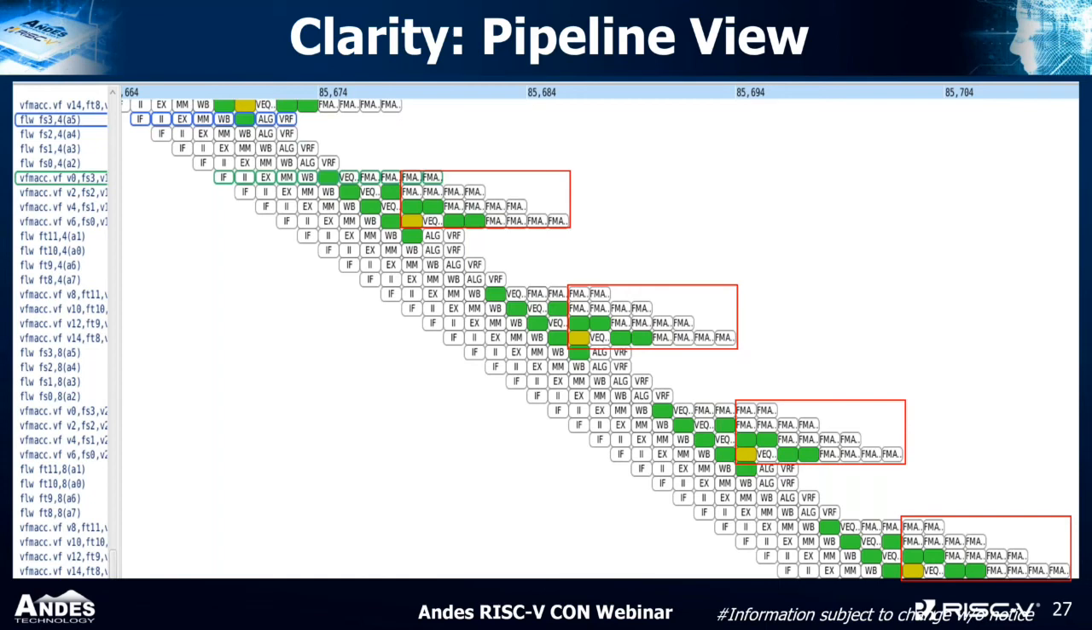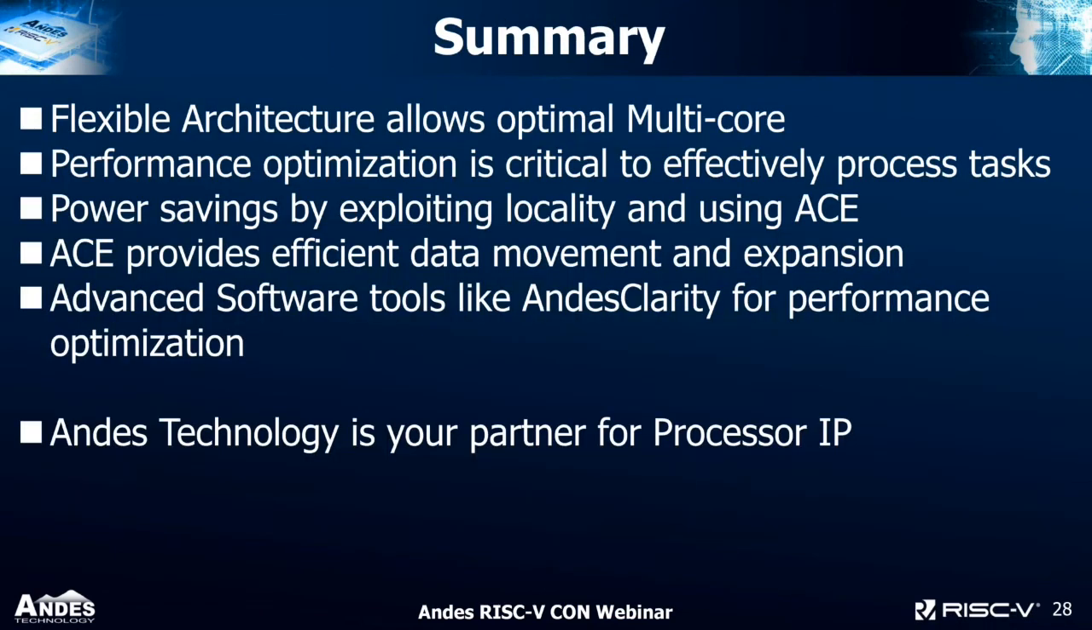So, as a quick summary, we went over a lot of the topics at a high level. In the future, we'll get into more detail. But the flexible CPU architecture and flexible SoC architecture allows optimal multi-core implementations. However, performance optimization is critical to effectively process all these tasks. By having 1,000 cores, you want to optimize and utilize them as highly as possible.